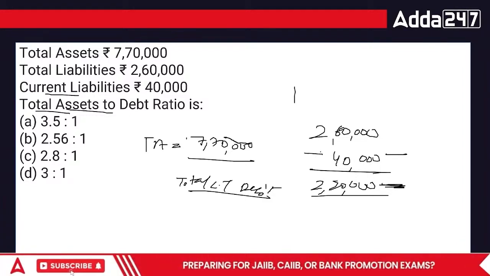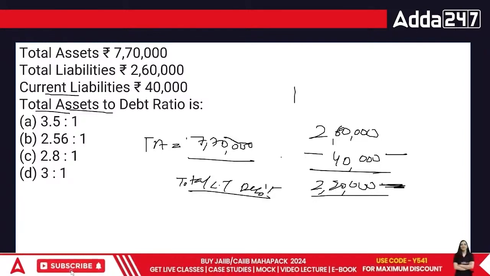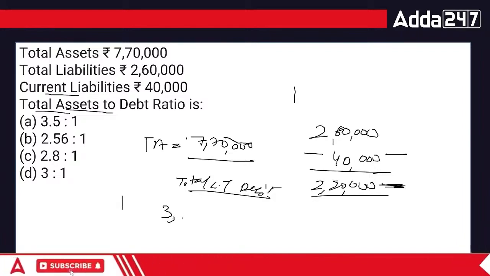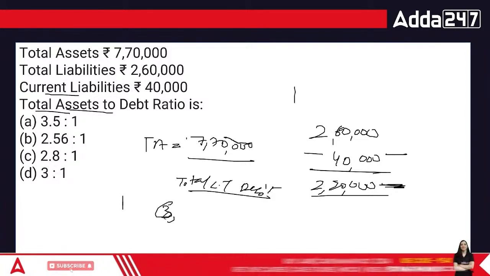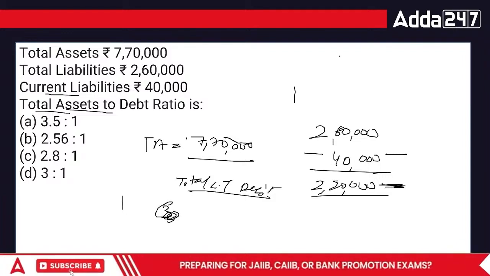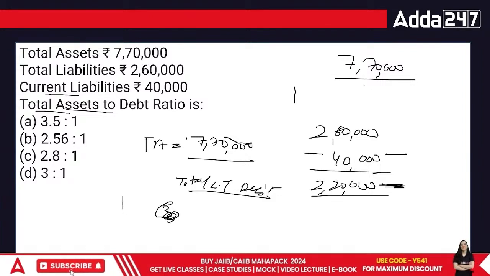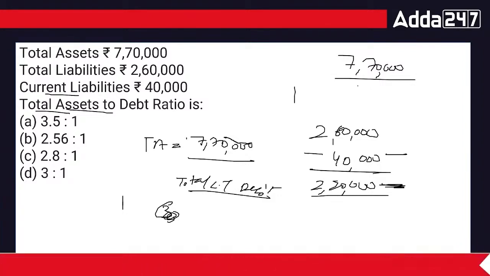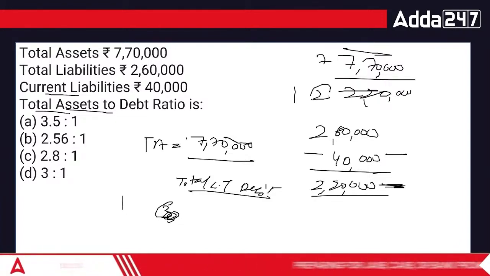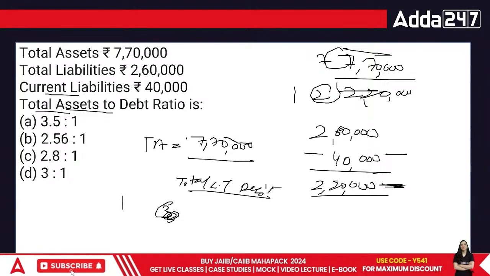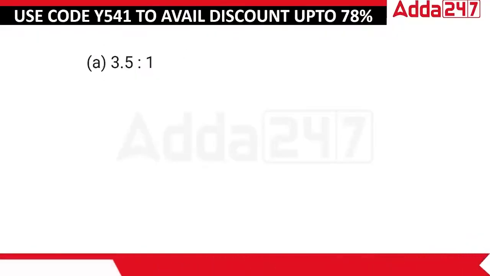And now divide the entire total assets by it. 7 lakh 70 would be taken now. Let's see. 7 lakh 70 is the total assets and our debt is only the long term, no short term involved. This is 2,20,000. So 11 sevens are 77 and 11 twos are 22. It turns out to be 3.5 is to 1.